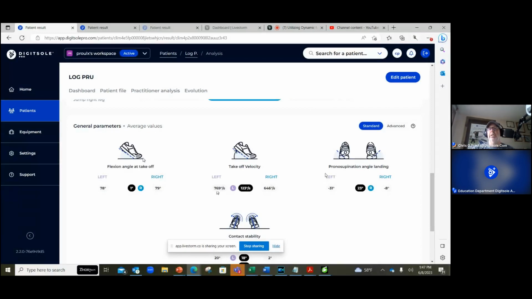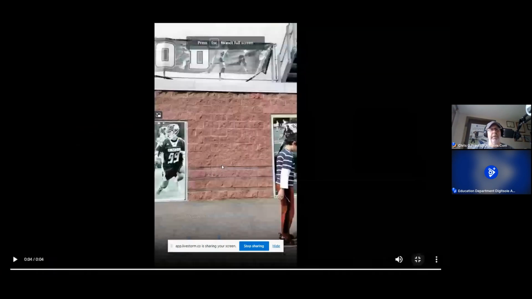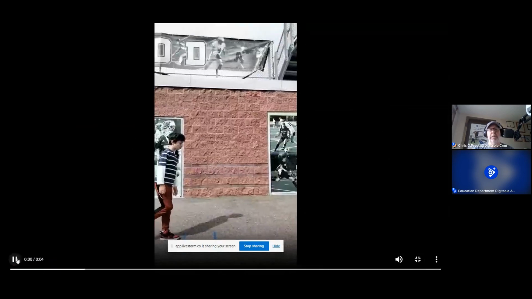Okay, pronosupination angle at landing, much more internally rotated on that left. Internally rotated, that's what the negative means. I think you kind of saw that up here. Let me pull that up so we can look at that one more time. I'll try and pause it.